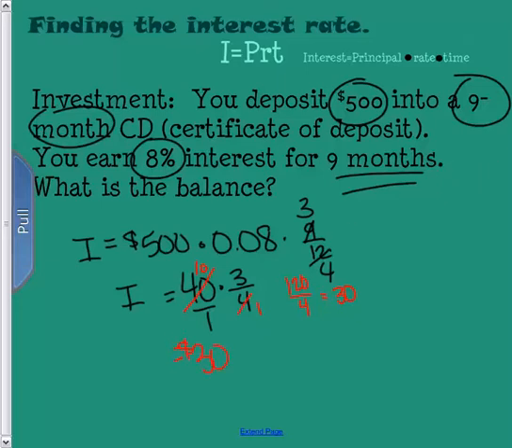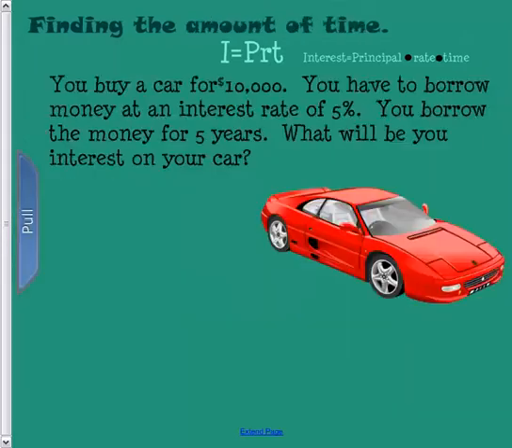We want to know what the balance is, the total balance, okay? Make sure that you remember that you originally deposited that $500. So your total is going to be $530. All right, one final question. Finding the amount of time.